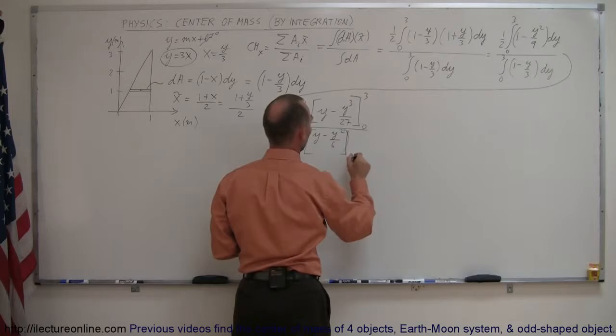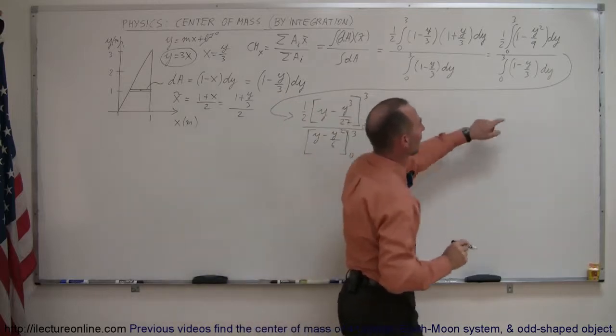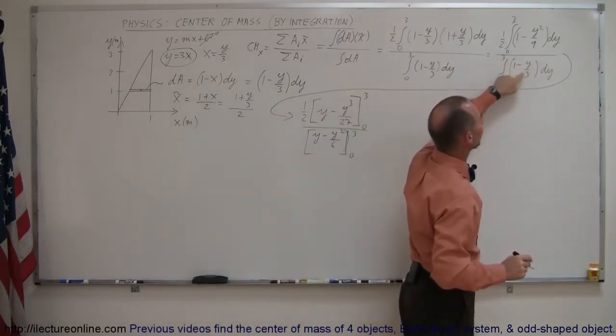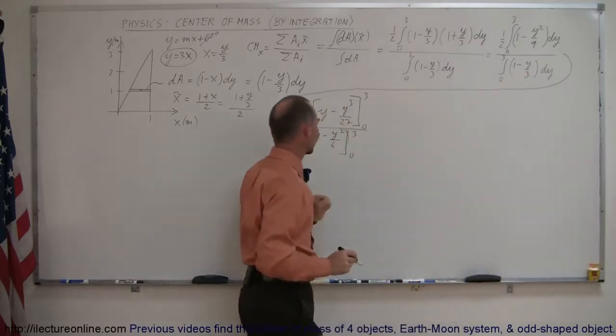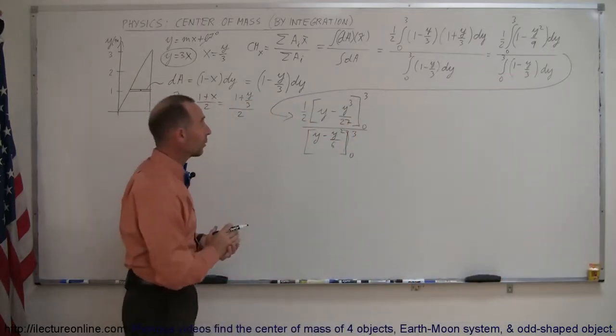I'll put brackets around it, also from 0 to 3. Again, when you integrate this, you get y squared over 2, and 2 times 3 is 6. Okay, now all we have to do is evaluate this.